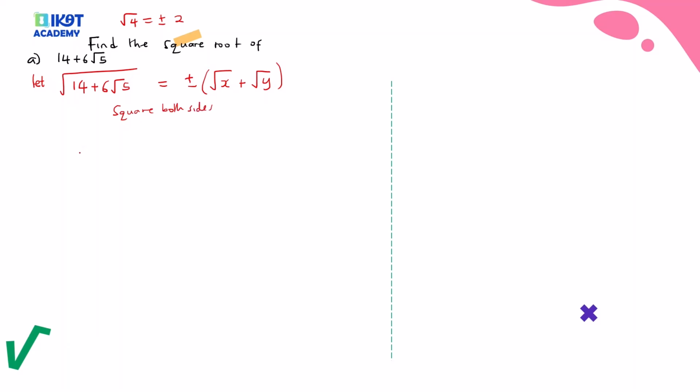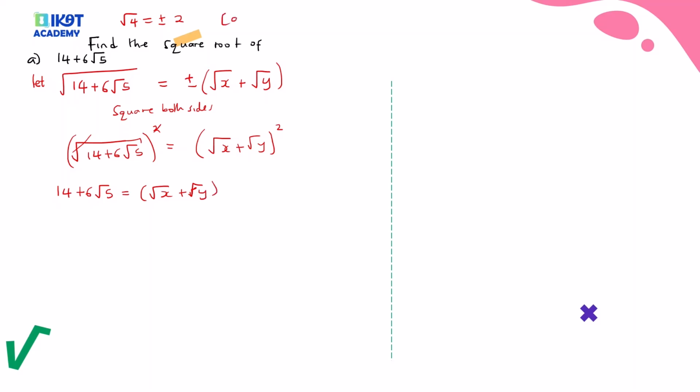Square both sides, we're going to have 14 plus 6 root of 5 squared equals root of x plus root of y squared. Now you would ask yourself, why are we putting plus here? Because here it's plus. So when we square both sides, this goes with this. So what do we have? We have 14 plus 6 root of 5 equals root of x plus root of y squared.